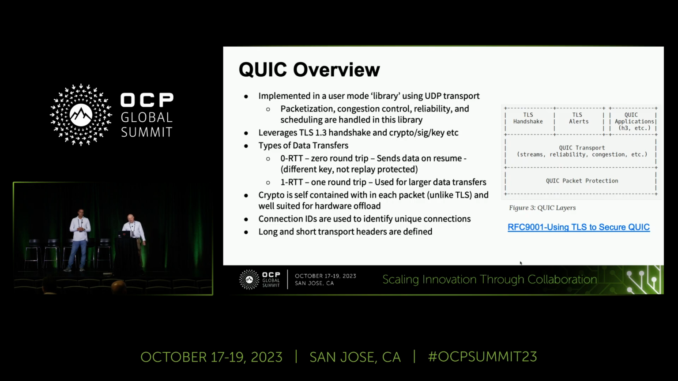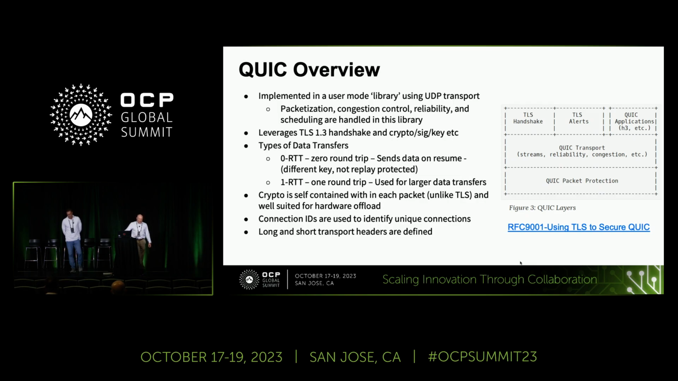It heavily leverages the industry work that we did in TLS 1.3 about cleaning up and really improving the crypto characteristics of TLS. So the handshake, the crypto, all the key ladders are leveraged from TLS. There are two types of data transfers defined, 0RTT, which I won't talk much about, and 1RTT, which is used for most of the data transfers.